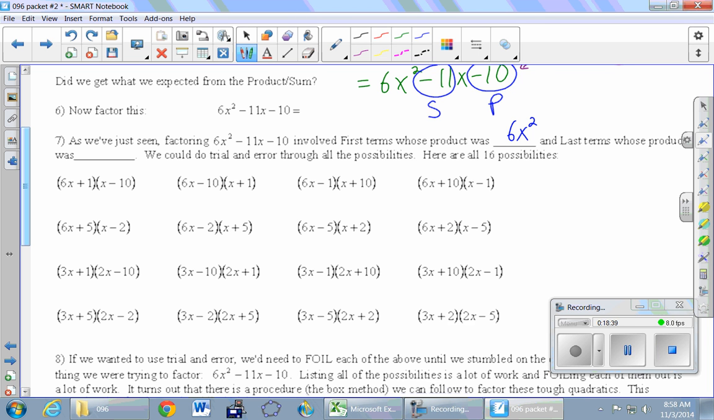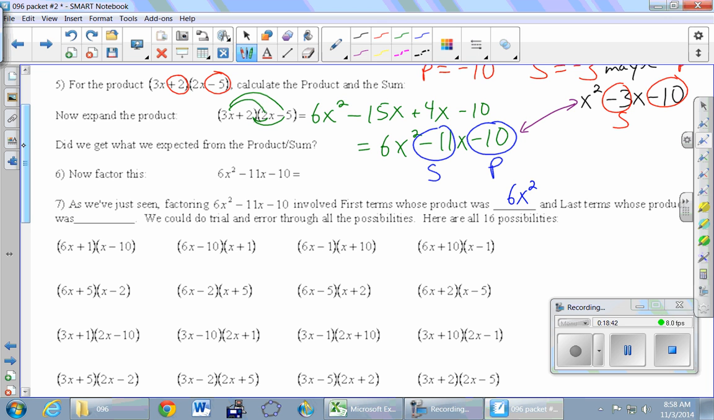What did we get when we multiplied the... we got a minus 10, right? I mean, that minus 10 we got right. So the last terms multiplied to give me negative 10. But when we add the two numbers to get negative 11, it just doesn't work.